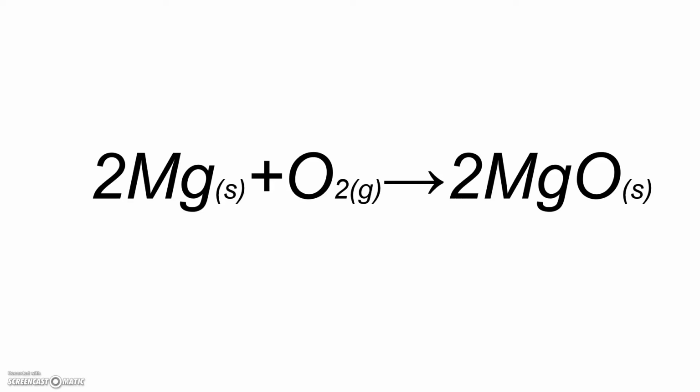So once again, this is our synthesis reaction. The reason why we see 2 as a coefficient on magnesium and magnesium oxide is because the oxygen molecule is diatomic, and so we are simply balancing the equation.